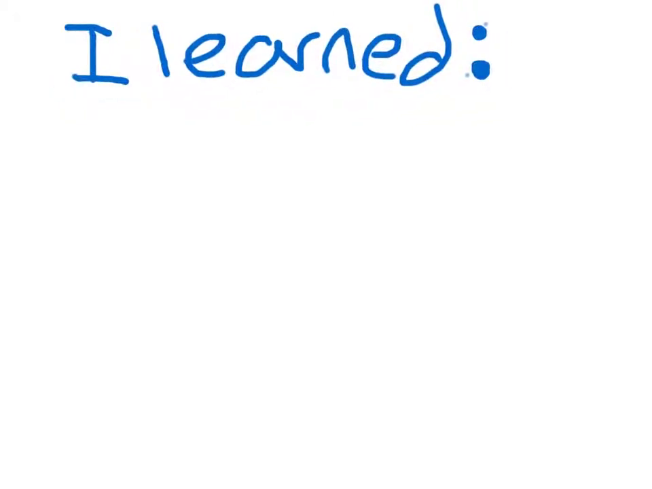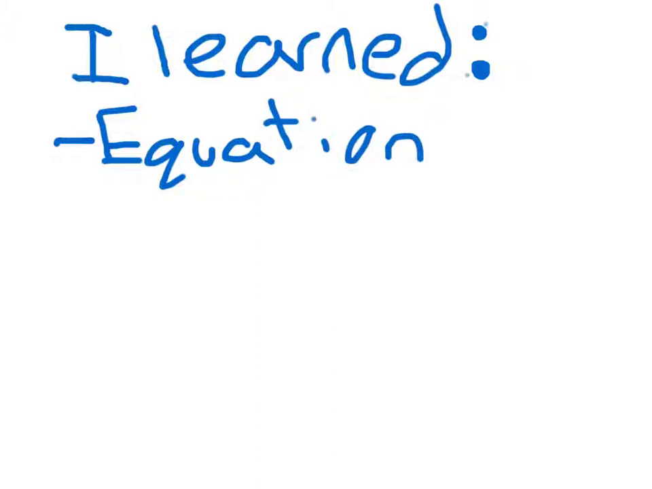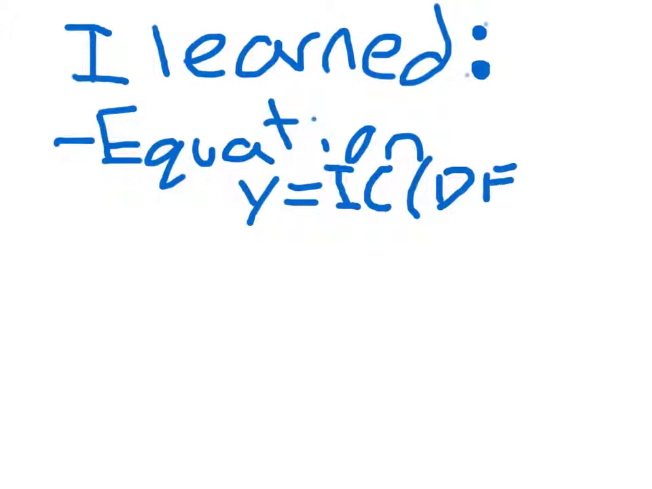Okay, so in this experiment, Cool It, I learned 2 things. One was how the equation of an exponential decay problem would look. So I know it's going to be y equals the initial condition, which I learned how to find, times the decay factor raised to the power of x. So this would be the equation for an exponential decay problem.